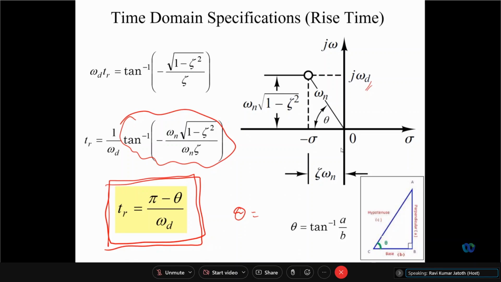So theta is tan inverse A by B, right? So this is what we will get. So then this is what the expression for rise time, right? Rise time.